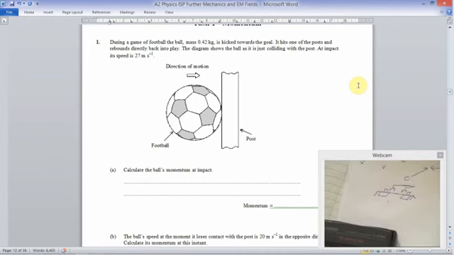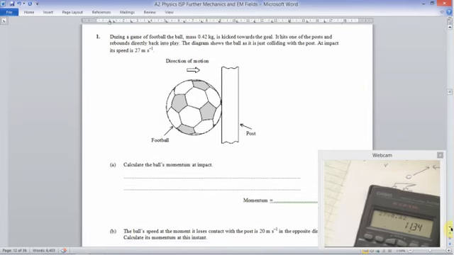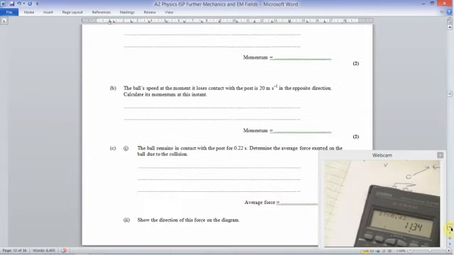So it's a pretty straightforward start for us. Okay, so that's somewhere in the region of 11. So let's put my calculator shot, 27 times 0.42. Yep, it's 11.34 kilogram meters per second, which is the unit of momentum, remember. The ball speed at the moment it loses contact with the post is 10 meters per second in the opposite direction. Calculate the momentum at this instant, okay?